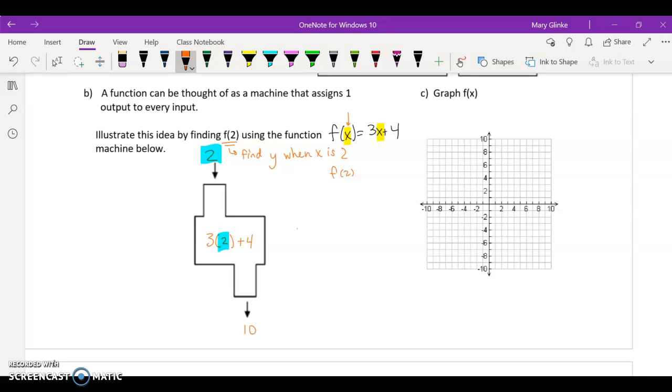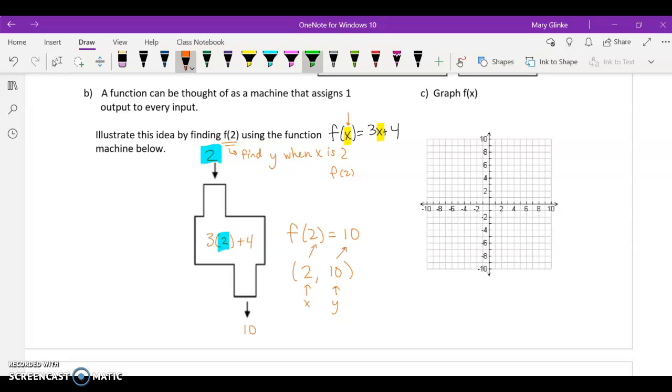So therefore, f of 2 is 10. What that is saying is when x is 2, y is 10. You're used to seeing it as a coordinate point, x comma y. Now you can see this as function notation.